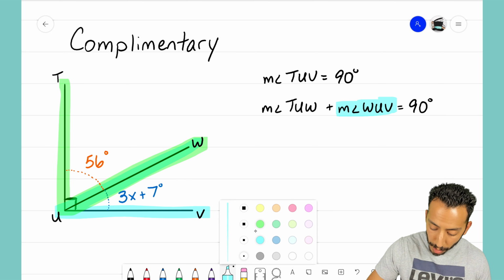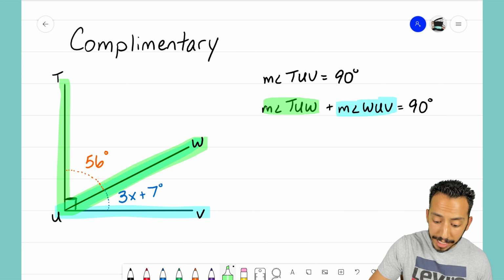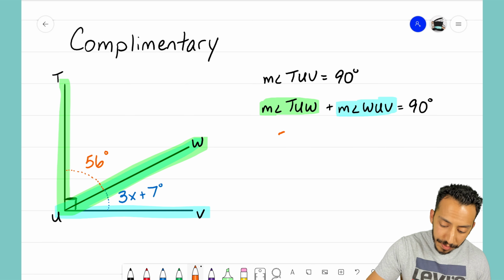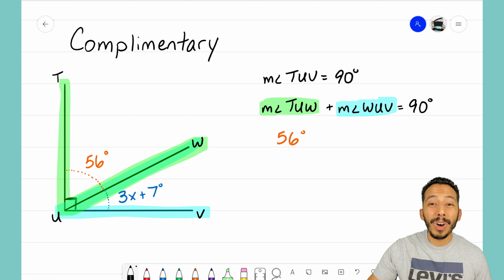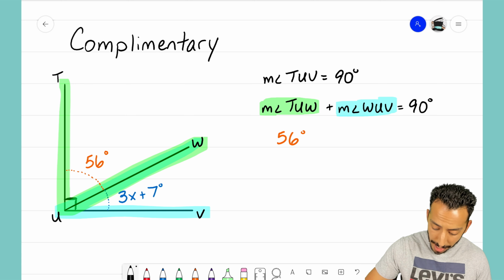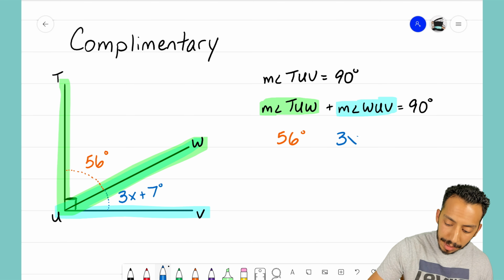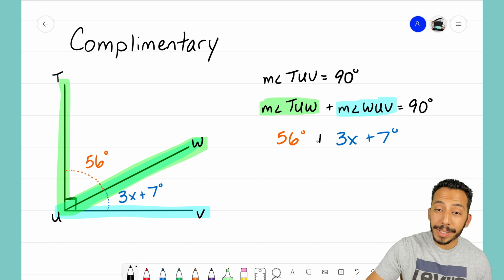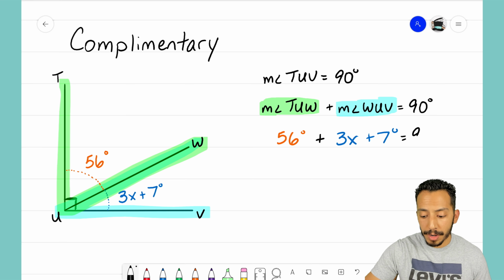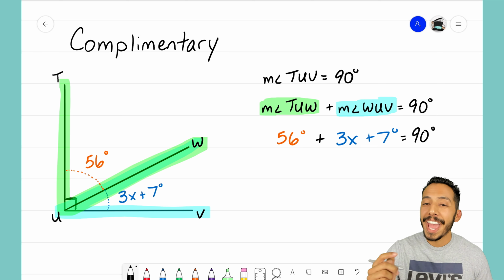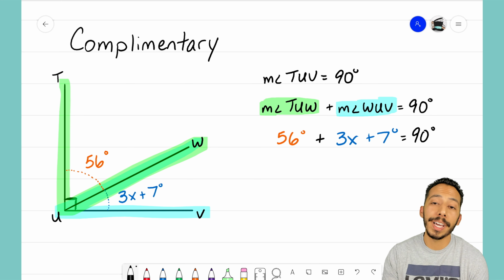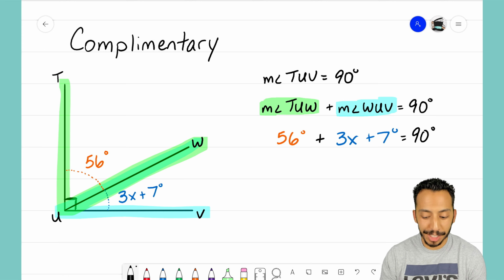Now here's the part where we want to substitute in the values of those angles that we know. We know that the measure of angle TUW is 56 degrees. And we also know that the value of our bottom blue angle is 3x plus 7. Together, when we add them, those two angles form our 90-degree right angle. And look what I have there: an equation with one variable that we can definitely solve to find what x equals. So let's go ahead and do it.